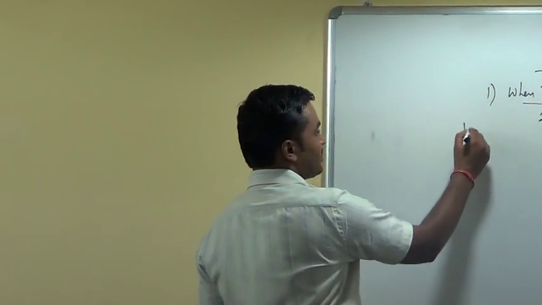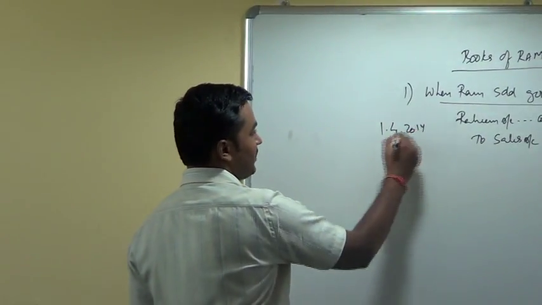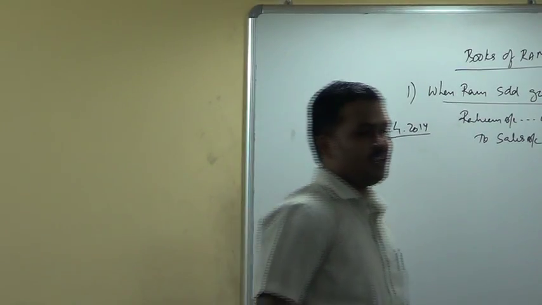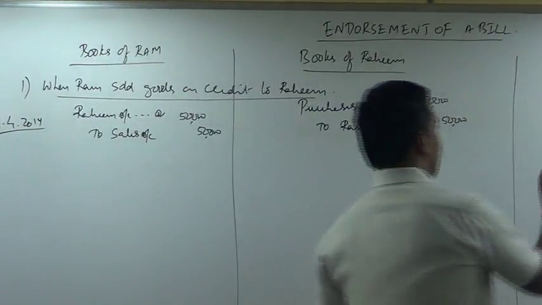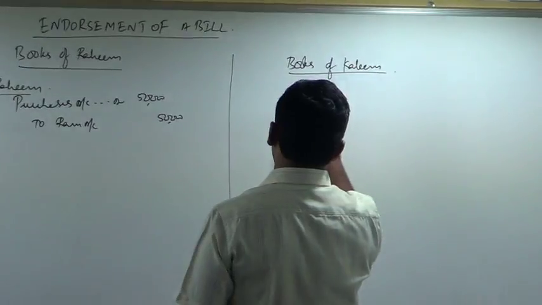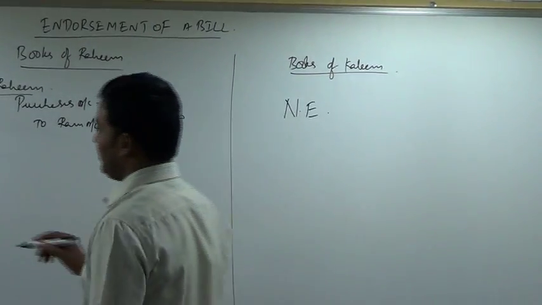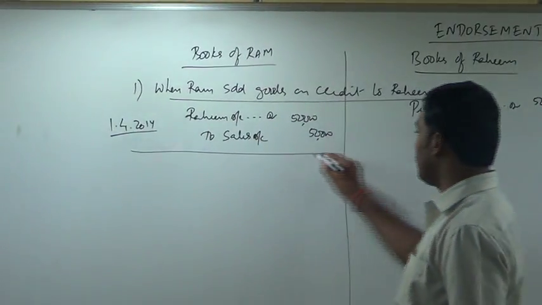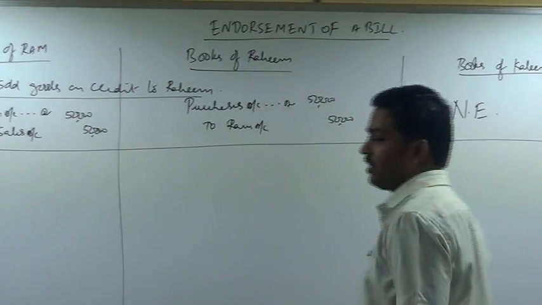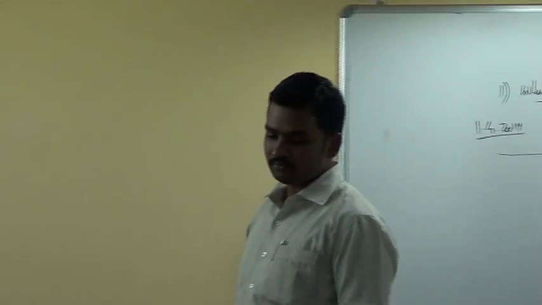You want to write the date of 1st April 2014. Please be quick. What is the entry in the books of Karim? You write big letters NE. No entry. Because he is not a party to the transaction. He was not involved in this transaction. No entry in the books of Mr. Karim.